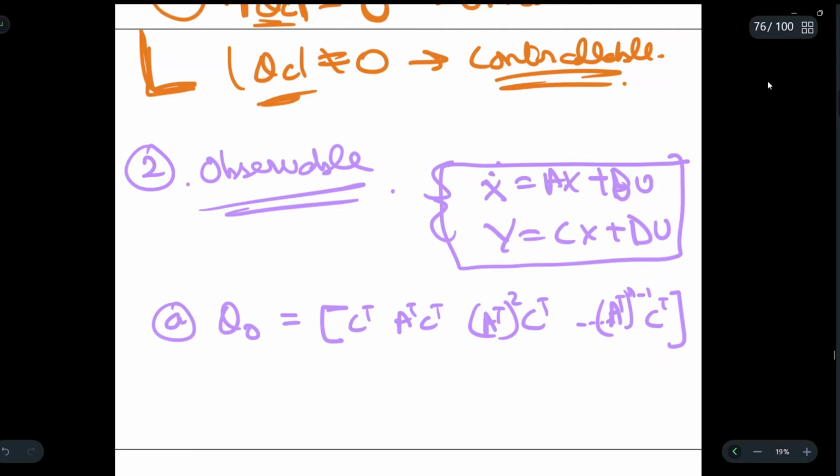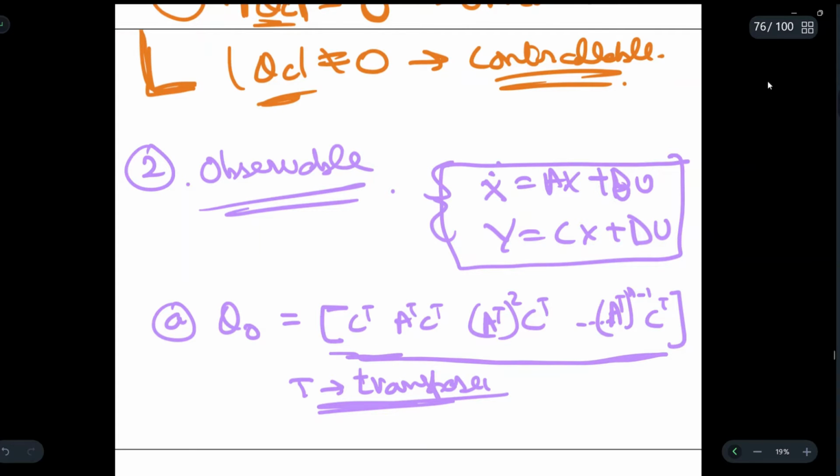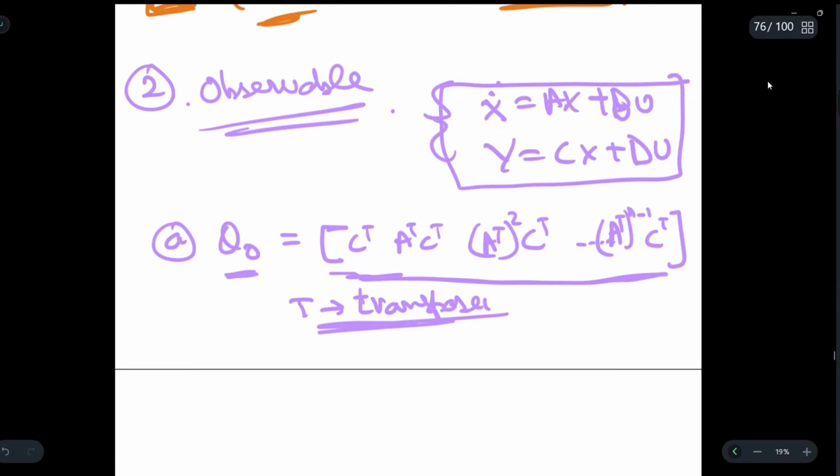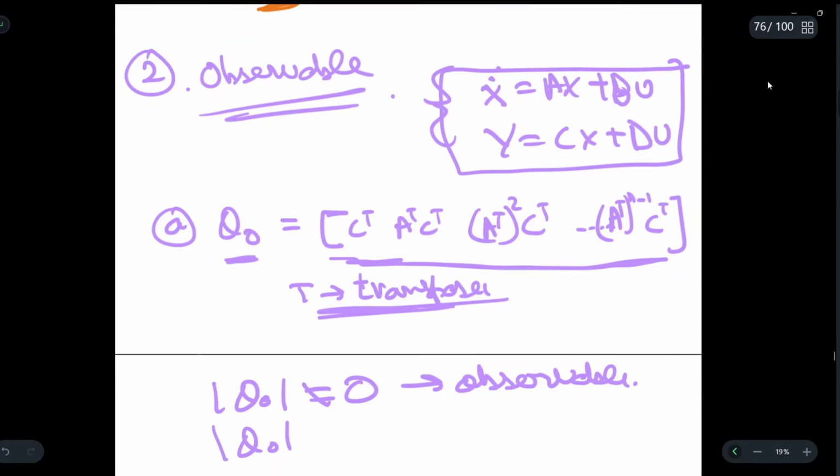Here T is the transpose, as you must be familiar with this term, which represents the transpose of the C and the A matrix. So this is the matrix that we will have to find. Now similarly, as we did for controllability, here we will again find the determinant of the matrix Q_O. If it is not equal to 0, then the system is observable. Otherwise, if the determinant of this matrix Q_O is 0, then it is not observable.